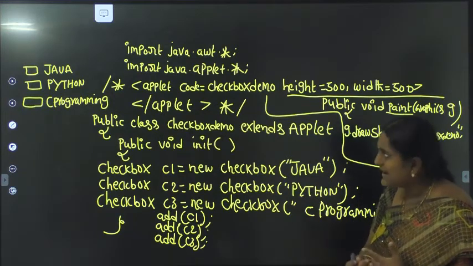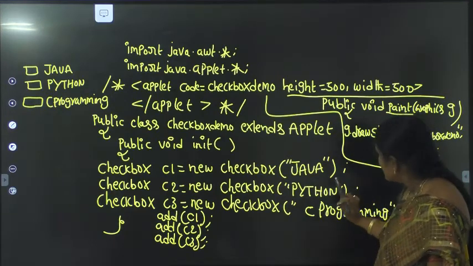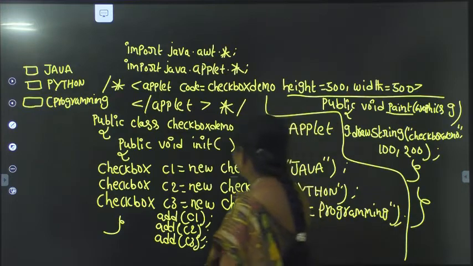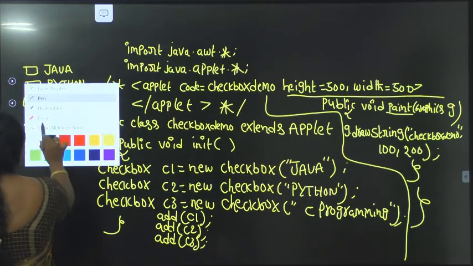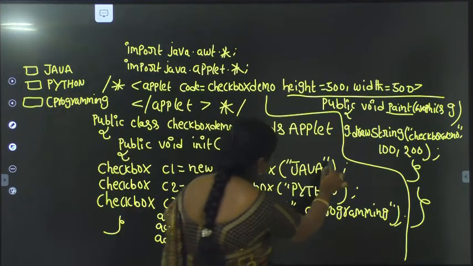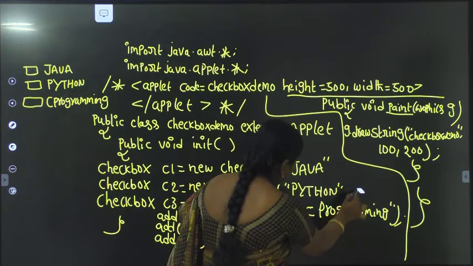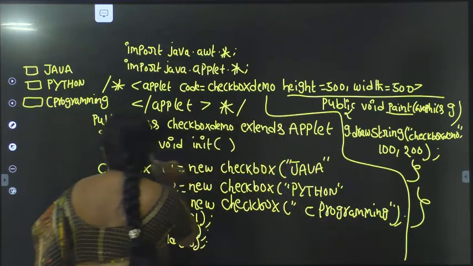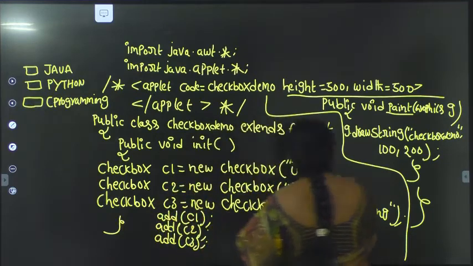Suppose I want to pick and select those checkboxes. It requires one more argument. So here, we have one more argument. Suppose Java, true.